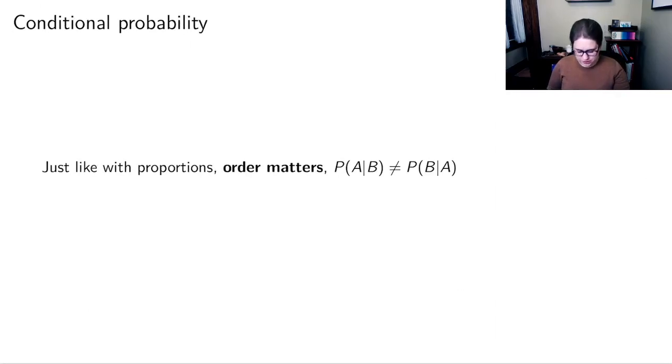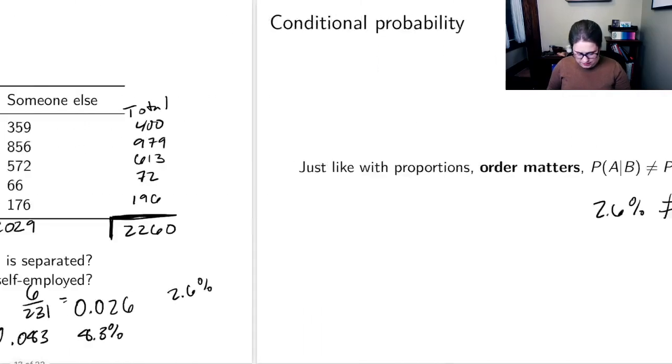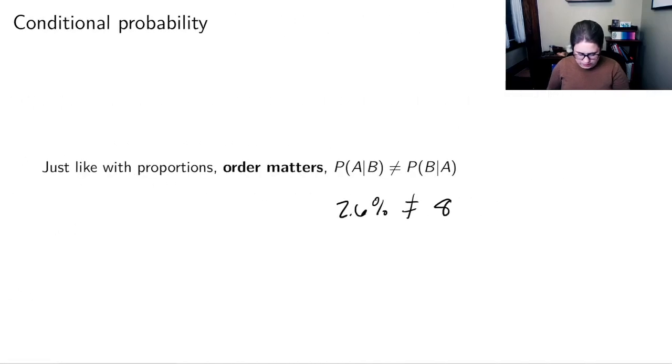We talked about this when we were thinking about categorical variables. But order matters. So the probability of A given B is not equal to the probability of B given A. And in this case, we found that 2.6% is not the same as 8.3%.